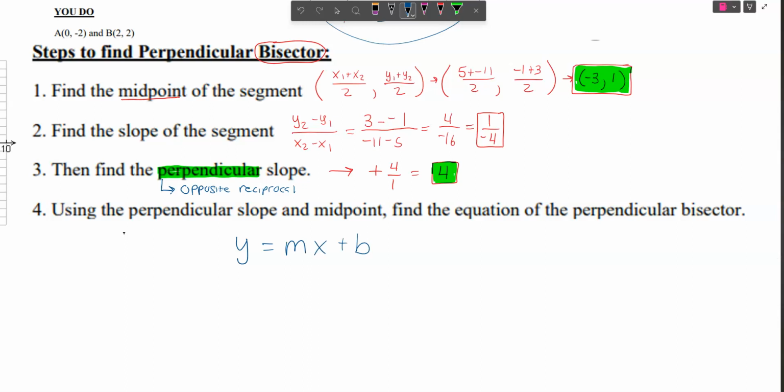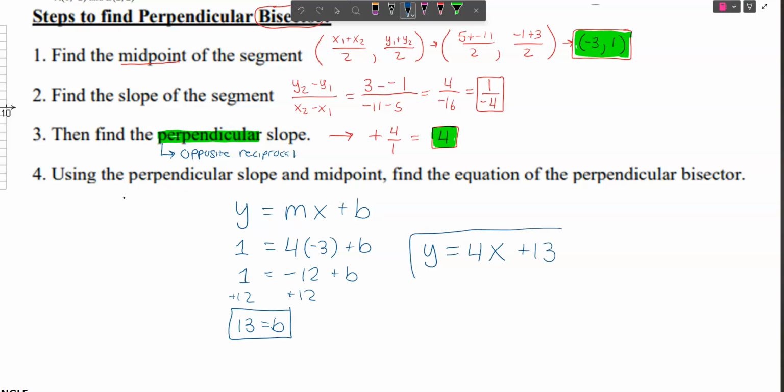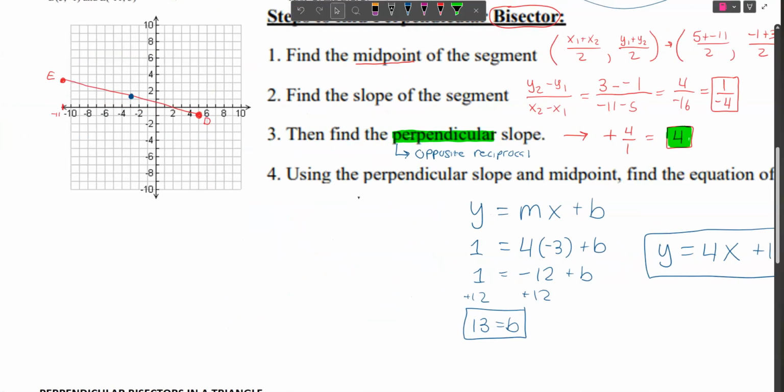Now the slope we found in step number 3 is going to be the slope I want to use, because we want it to be perpendicular. The point that we want to use is that midpoint we found back in step 1. So we're going to put a 1 in for y and a negative 3 in for x. We're going to solve for b, and then we're going to have our equation. So this is negative 12 plus b. Add 12 to both sides, and we're going to get 13 equals b. So the equation of my perpendicular bisector will be y equals 4x plus 13. This is the equation that I now want to go graph on my coordinate plane, and we will confirm if this is a perpendicular bisector. So let's go on over here.